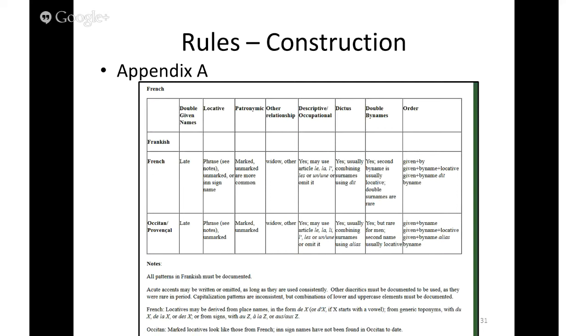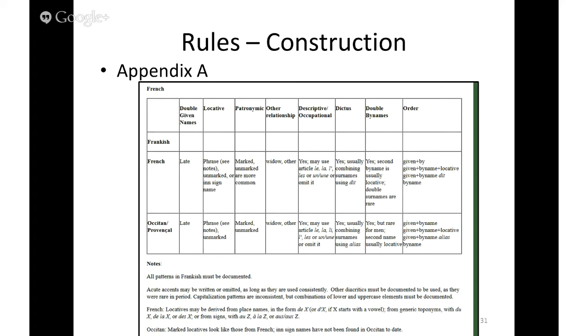Can you use dictus names? Yes, and it tells you how to do that. Can you have double by names? You can, but the second by name is generally a locative. Double surnames are rare. And then the most useful column is the one labeled order, because that tells you exactly how to put something together. So the patterns are a given name and a by name, a given name plus a by name plus a locative, a given name plus a by name plus a dictus by name.